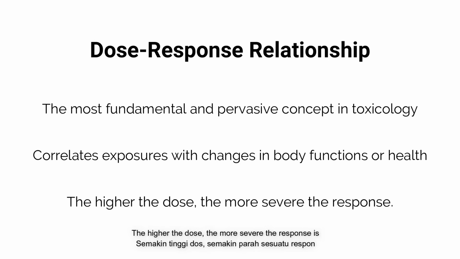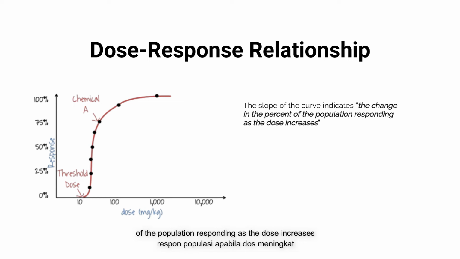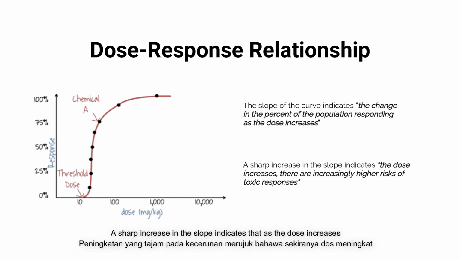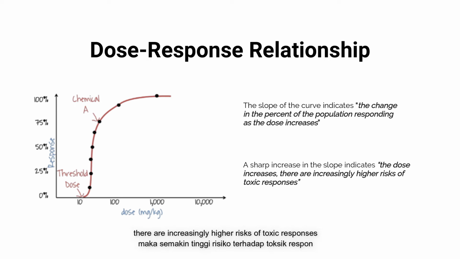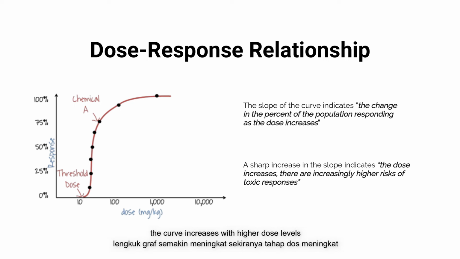The higher the dose, the more severe the response is. The slope of the dose-response curve indicates the change in the percent of the population responding as the dose increases. A sharp increase in the slope indicates that as the dose increases, there are increasingly higher risks of toxic responses. Threshold dose level is the point at which toxicity first appears, and from that point, the curve increases with higher dose levels.